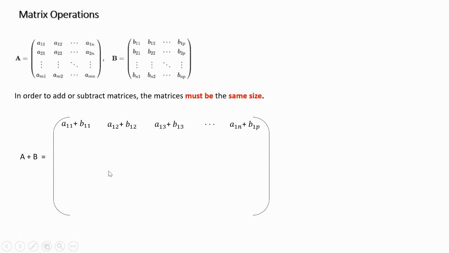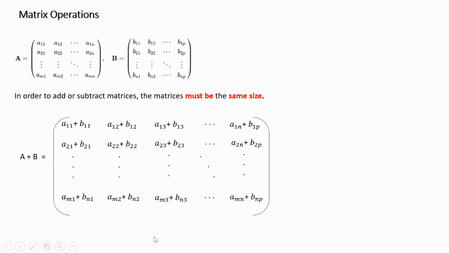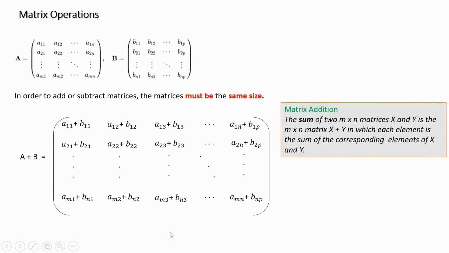Then you begin doing the same thing on the second row. A21 plus B21, A22 plus B22, and you keep going until the very end of the matrix. And then you do the third row, all the way to the nth row. And you keep doing the same thing until you add all the entries on the matrix. It's better to do an example with actual numbers, but anyway, guys, matrix addition.